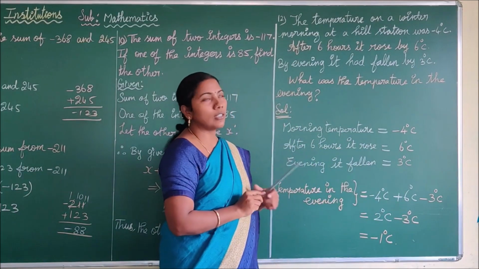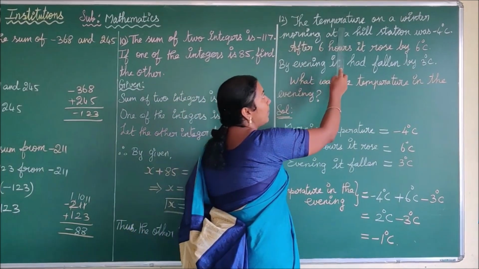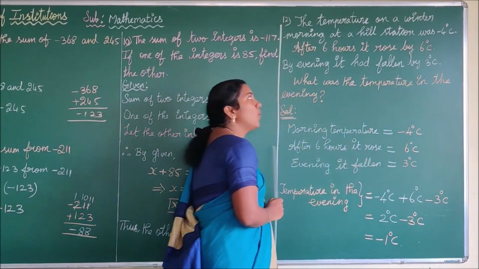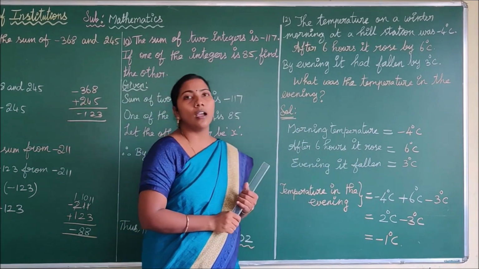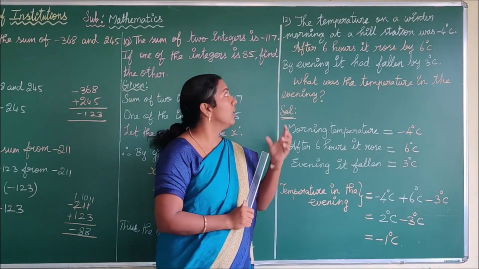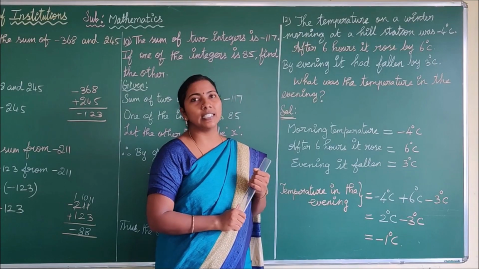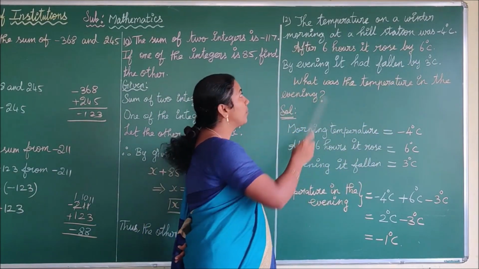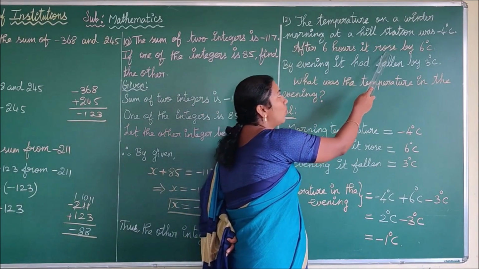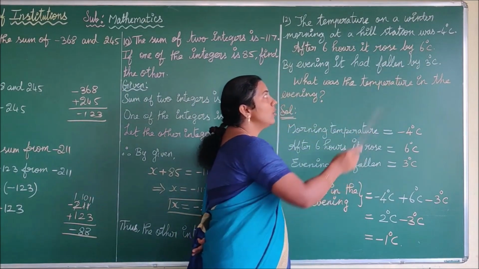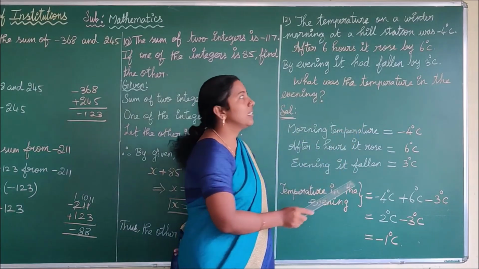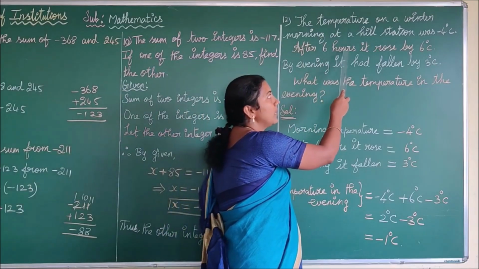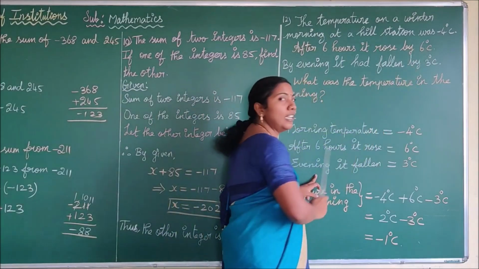It is a very easy sum, children. The temperature on a winter morning at a hill station was minus 4 degrees Celsius. That is, they are observing the temperature of a hill station in the winter season. What is the temperature? It is minus 4 degrees Celsius. Okay. After 6 hours, it rose by 6 degrees Celsius. Don't think of rose as a flower, children. This is the past tense of rise. That is increasing. After 6 hours, the temperature is increased by 6 degrees Celsius.